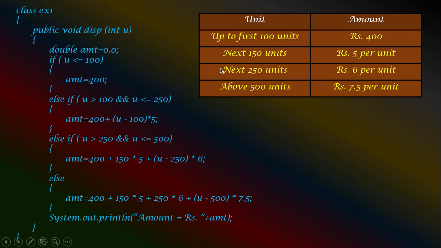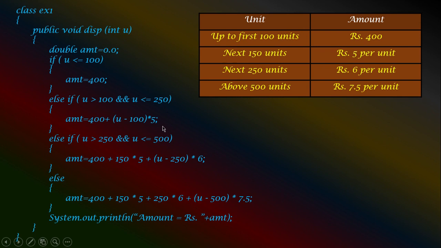Next case here, for the next 150 units, the price will be 5 per unit. So see here, if my unit consumption exceeds the 100 limit but it is below my 250 limit, how is the 250 limit coming? So first limit is 100, next limit is 150. So 100 plus 150 is 250. So that is how it is coming.